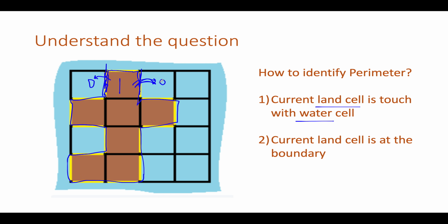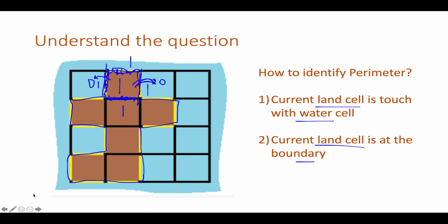The second constraint says if the current land cell lies at the boundary of the grid, then that lies at the perimeter. For example, this one. So it lies at the boundary, that means it contributes to the perimeter. So we need to add 1 for this case as well. So 1 comes from this side, 1 comes from this side, and 1 comes from this side. Do we need to take into consideration this particular cell? No. Or this particular part of the matrix? No, because we have land in the bottom, so this edge will not correspond to the perimeter of the island.